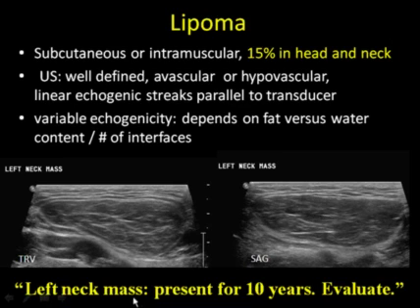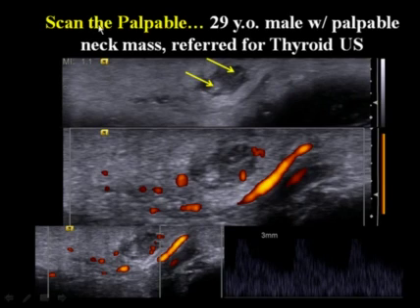In this case, the history was left neck mass present for 10 years, evaluate. So clinically it sounds like they were suspecting something benign, and imaging-wise it looks benign. Based on imaging alone, can we be certain that we're not dealing with a malignancy? Not really, but if you combine the imaging and the clinical scenario, unlikely to be a malignancy. And finally, I'll end with this case.